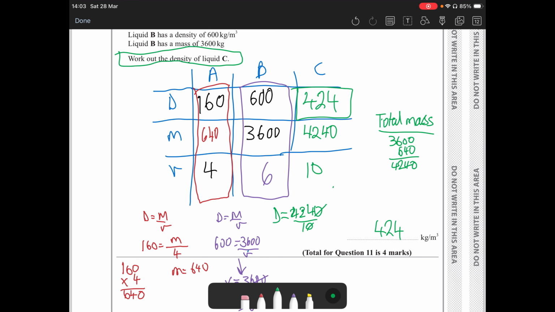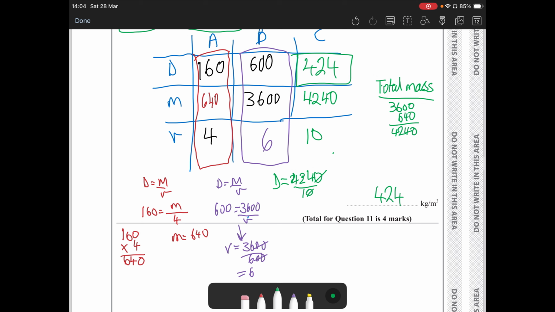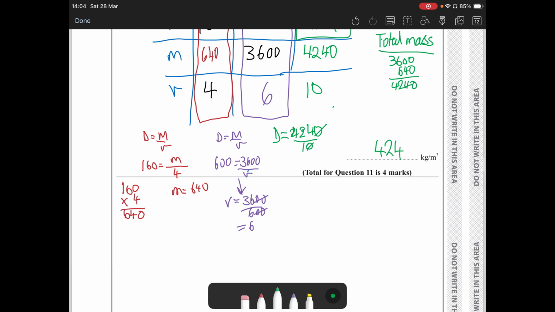Well done. Always draw a table. If you're doing average speed, say you've got two different speeds, like you took a train and a plane and you want to work out average speed, you do need a table similar to this. Obviously the heading would change from DMV to SDT, but you get the idea.